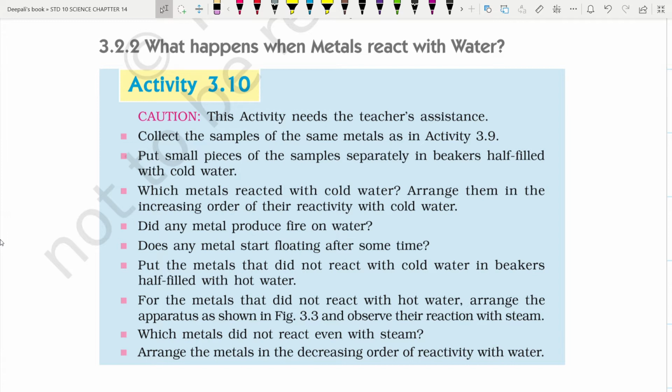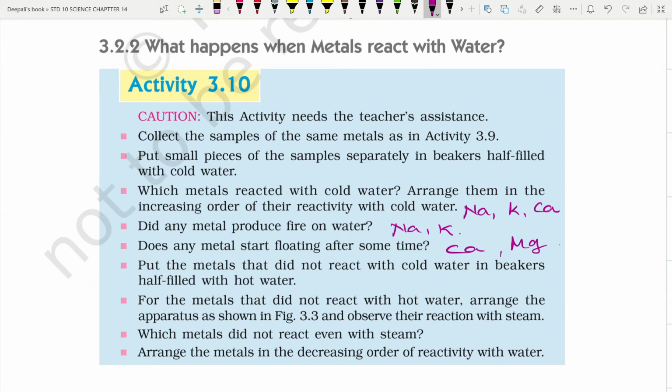Sodium, Na, potassium and calcium react with cold water. Which metal produces fire on water? Yes, sodium and potassium will catch fire in water. Does any metal start floating after some time? Yes, calcium and magnesium will start floating after some time.